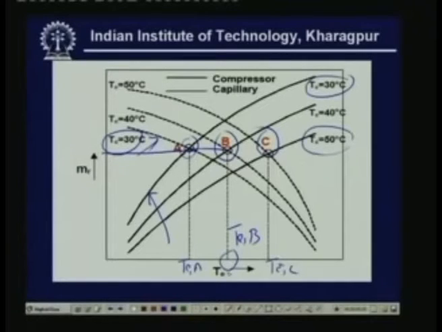evaporator temperature. Okay. One thing you can notice here is that as the condenser temperature is increasing, the evaporator temperature at which the balance is taking place is also increasing. So, for example, TEC is greater than TEB and TEB is greater than TEA.